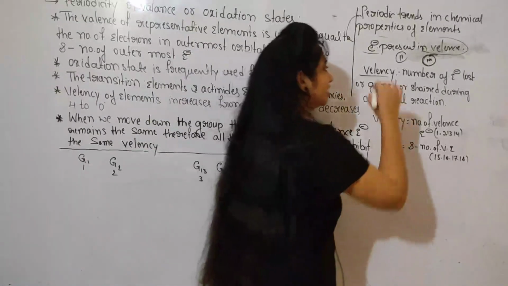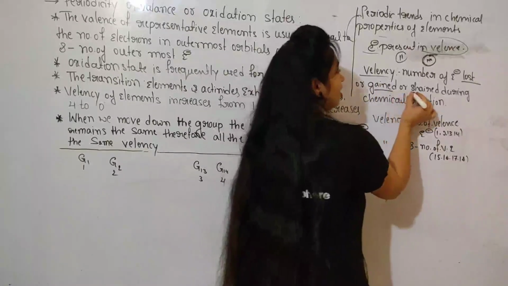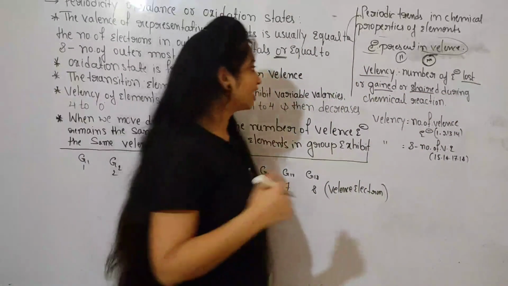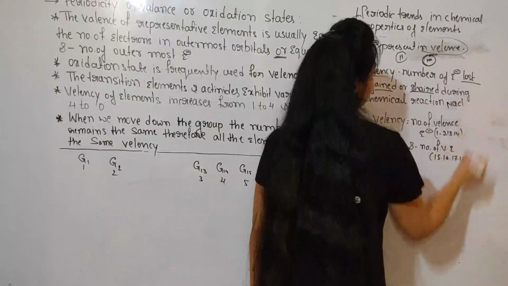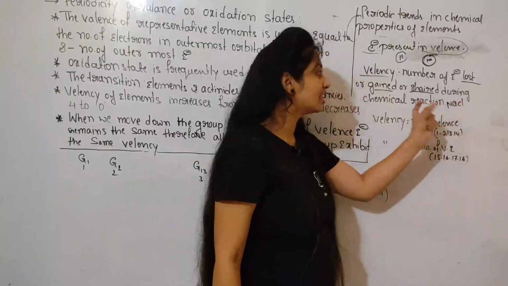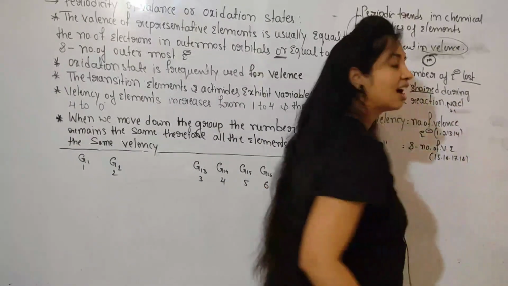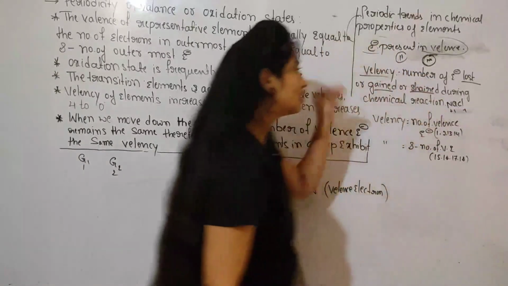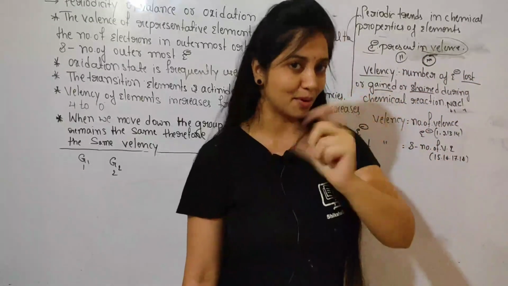So what is the meaning of valency or valence? See here, it is the number of electrons lost, gained or shared during a chemical reaction. For example, when NaCl is formed, how many electrons are transferred? Sodium loses 1 electron and chlorine gains 1 electron. So by losing and gaining an electron, the NaCl compound is formed.